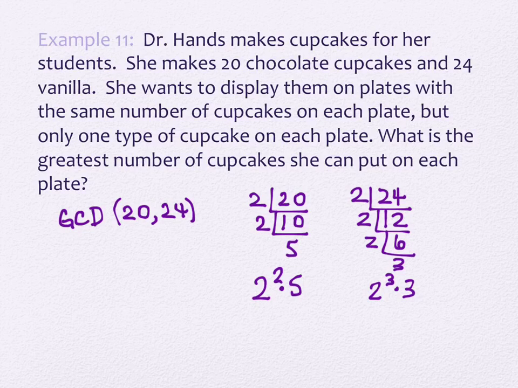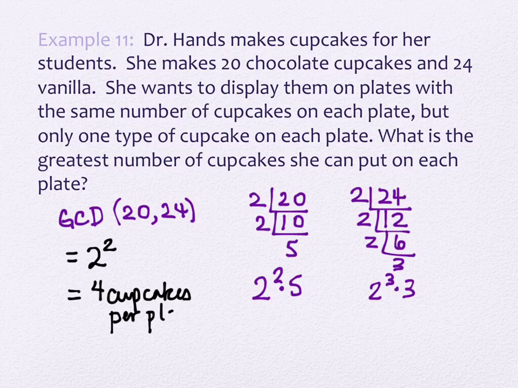If you'll remember, for GCD, we're looking at what primes they have in common, and the answer would be 2. And what is the smallest number of them? 2 squared. Yes, it'd be squared. So 2 to the 2 or 2 squared, which is the number 4. So this would be 4 cupcakes per plate. Now notice, that does not mean we have the same number of plates of chocolate and vanilla, right?